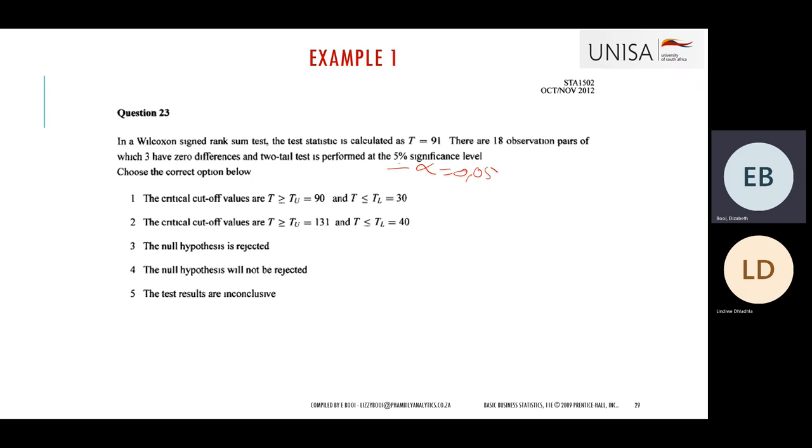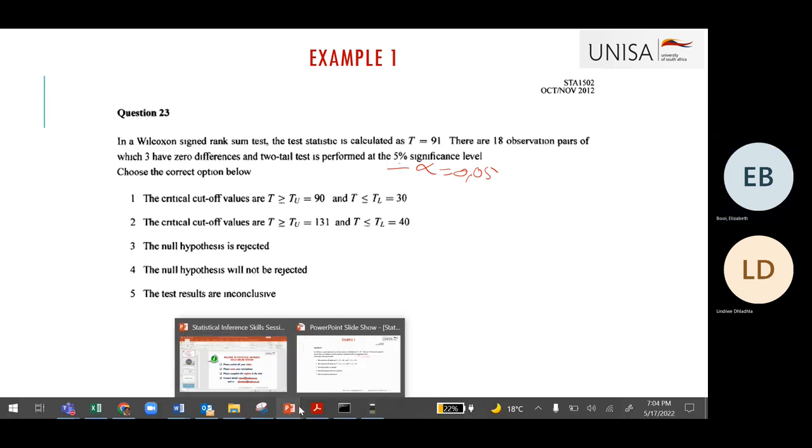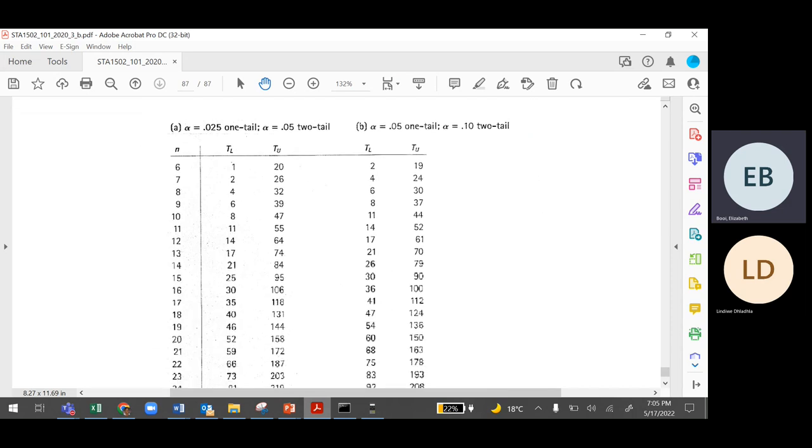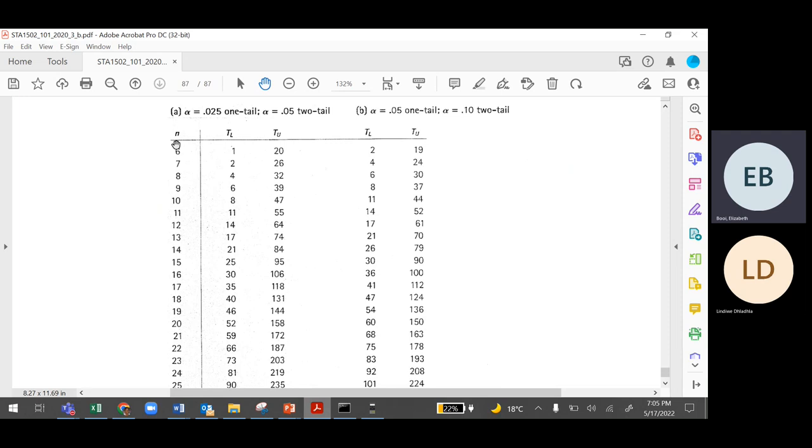Now, the first one says the critical cutoff values are, and we need to pay attention to this, the upper limit is 90, and the lower limit is 30. Let's go find out if that is correct. Remember, we need to use table 7. So let's go to the table. This is table 7. We're doing a two-tail, and the alpha is 0.05. We found our table. We also know that our N is 18. So if N is 18, the values are 40 and 131.